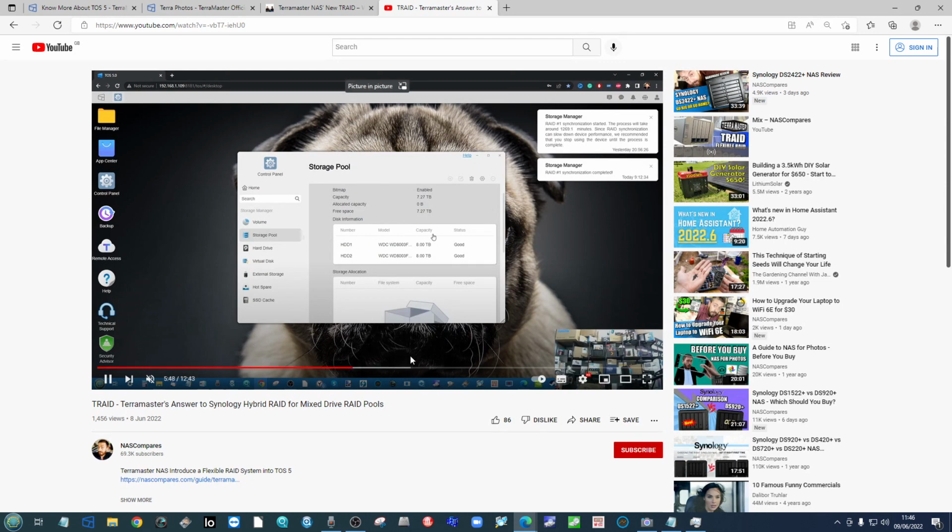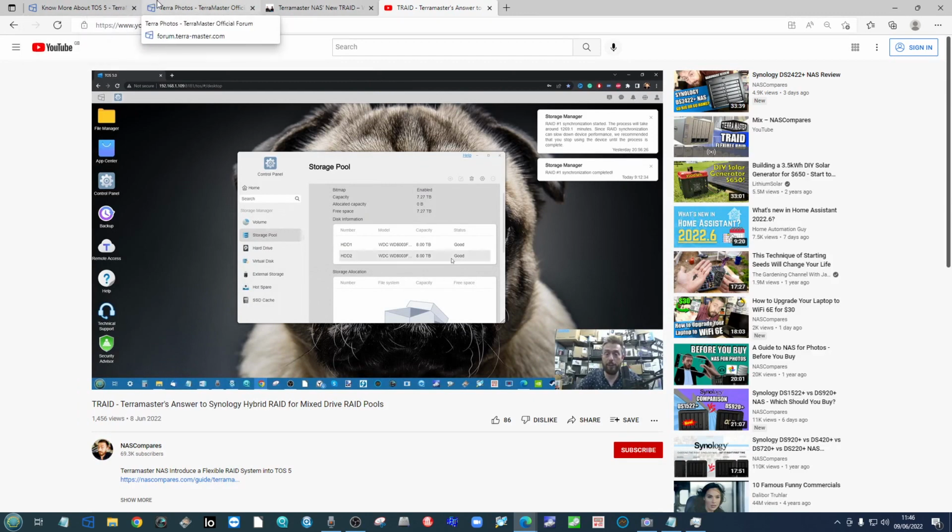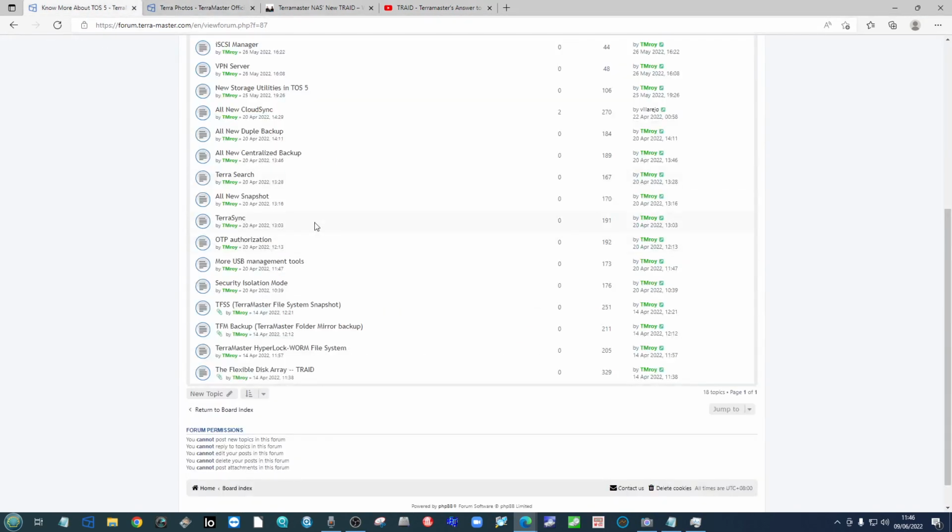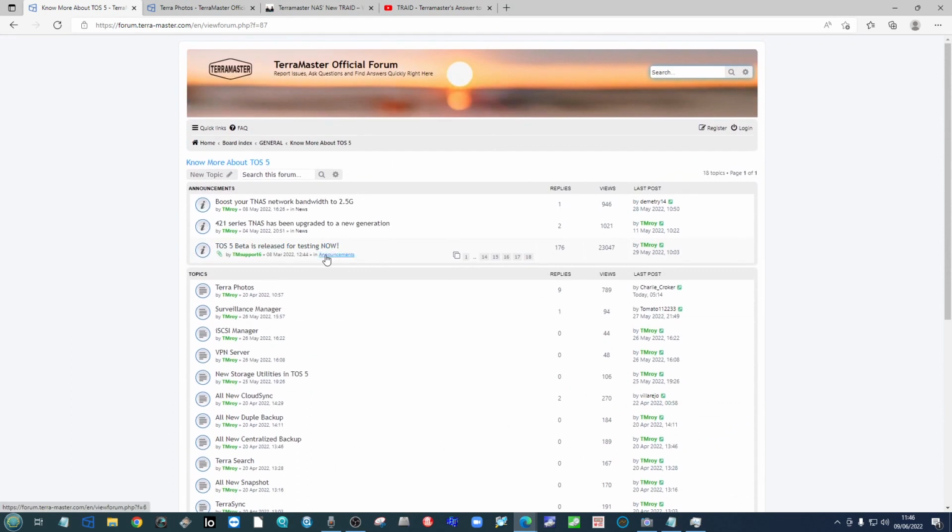Basically, the long story short is that TOS5 looks like it's going to be landing soon. The stability of it, we're hoping, is going to be bulletproof there. They don't seem to have rushed it. But still, nonetheless, keep an eye on that forum to see just how people are dealing with and interacting with this software update.